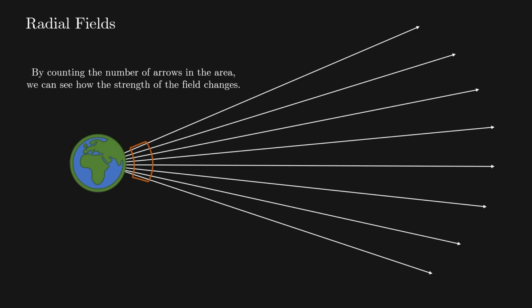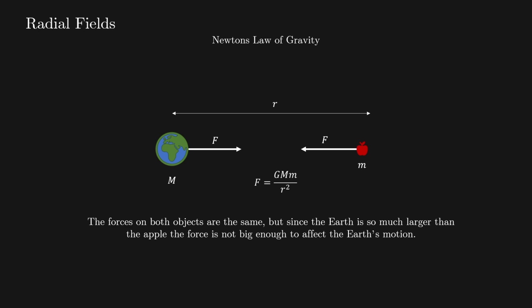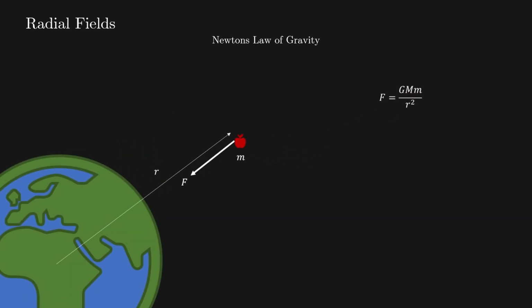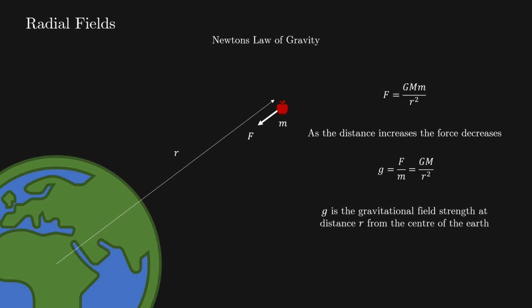We can count the lines in an area to find the field strength. As we move the area, we can see that the field strength decreases. Newton's law of gravity perfectly captures this relationship. Note that the forces are equal and opposite. Because the Earth is so much larger, the gravitational force it experiences from the apple has negligible effect on it. As the distance increases, the force decreases. We can also derive the equation for the field strength, which also decreases with distance.